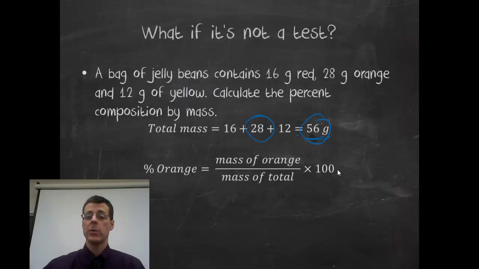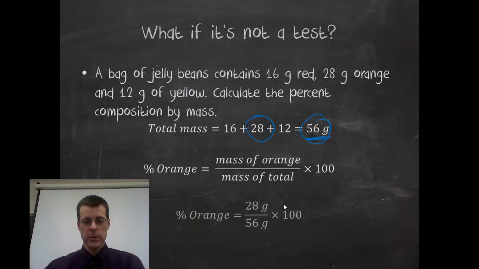Now this is actually quite similar to a test, because with the test you take the piece that you got right, the 36, divided by the total that was available, 44, and then you calculate that as a ratio out of 100. So if I had 100 jelly beans, this mass would be the orange ones. And in our case, we're not really going to work out the number, but this is what it would look like.